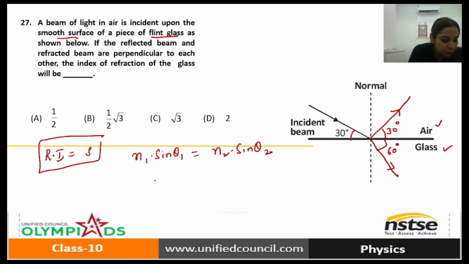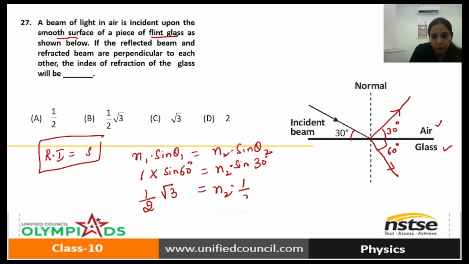Now if you put the values, sine theta 1 can be written as sine 60 degree, because it is making an angle of 60 degree, and sine theta 2 is sine 30 degree, because it is making an angle of 30 degree. Then only you will be able to find the refractive index. Now putting the values, you will get 1 into root 3 by 2 is equal to n2 into half, because sine 30 is half. If you solve for it, n2 will come out to be root 3.